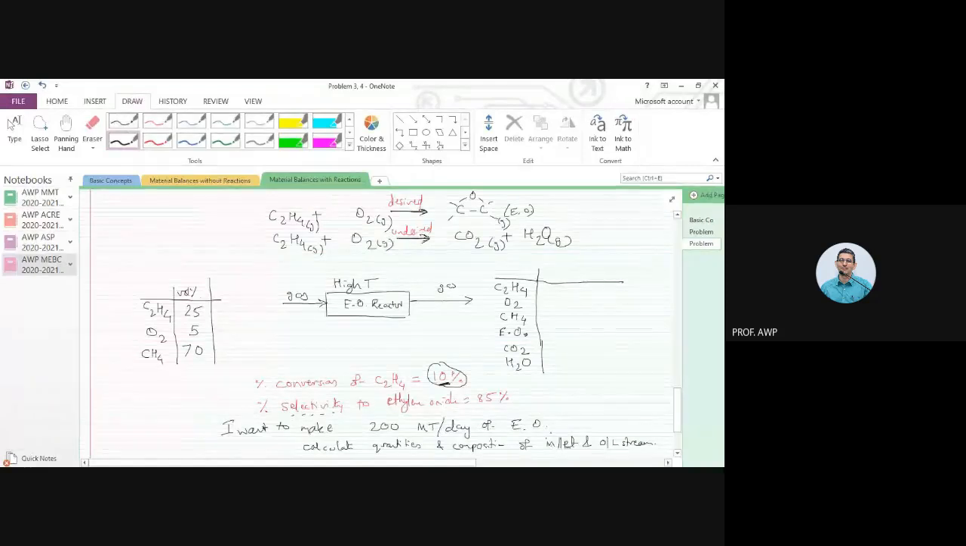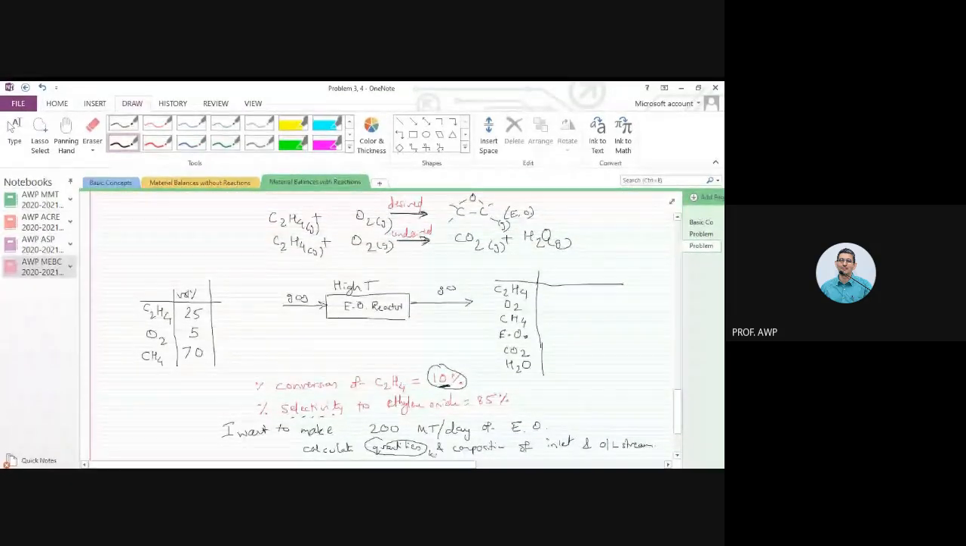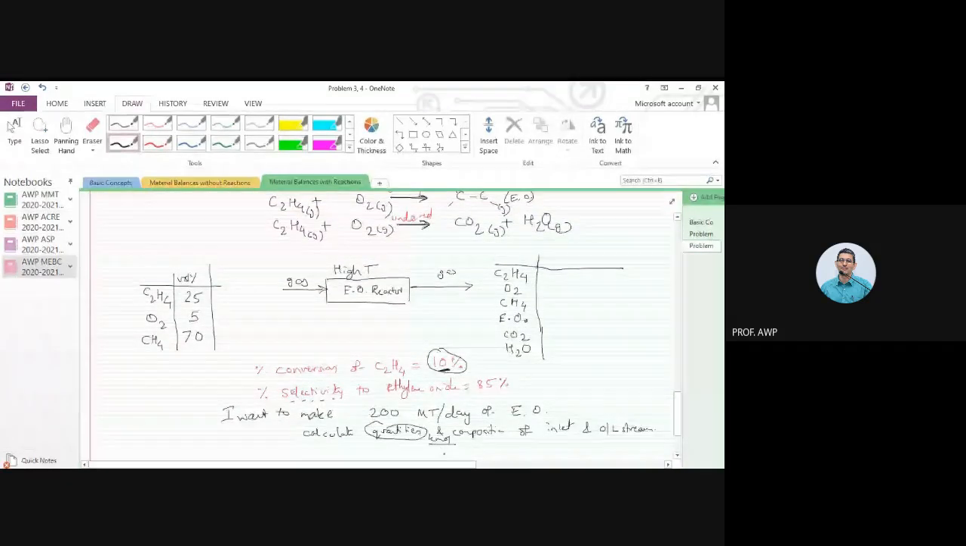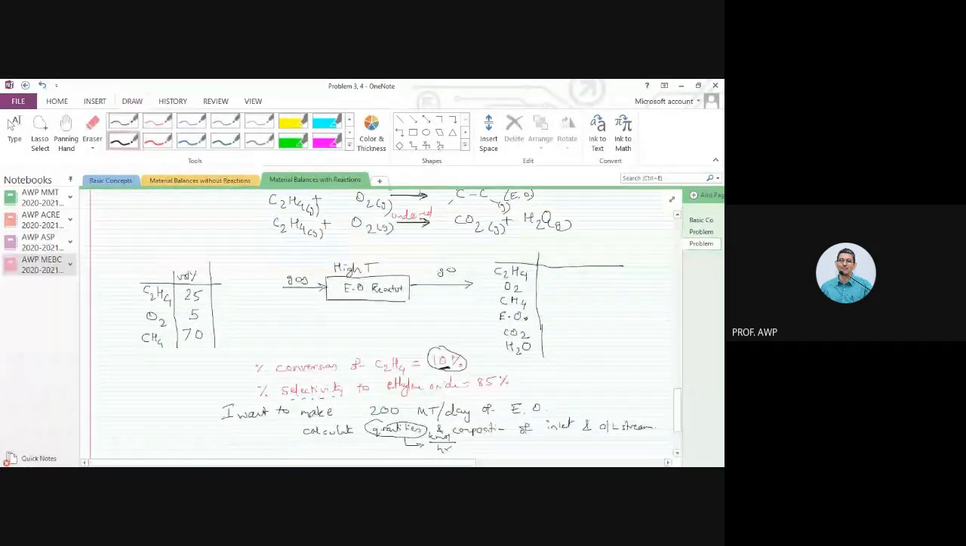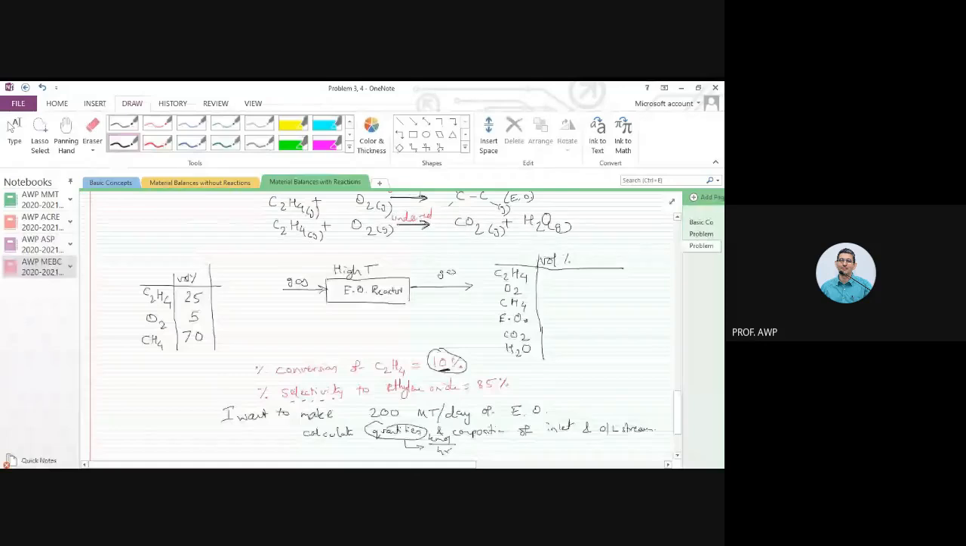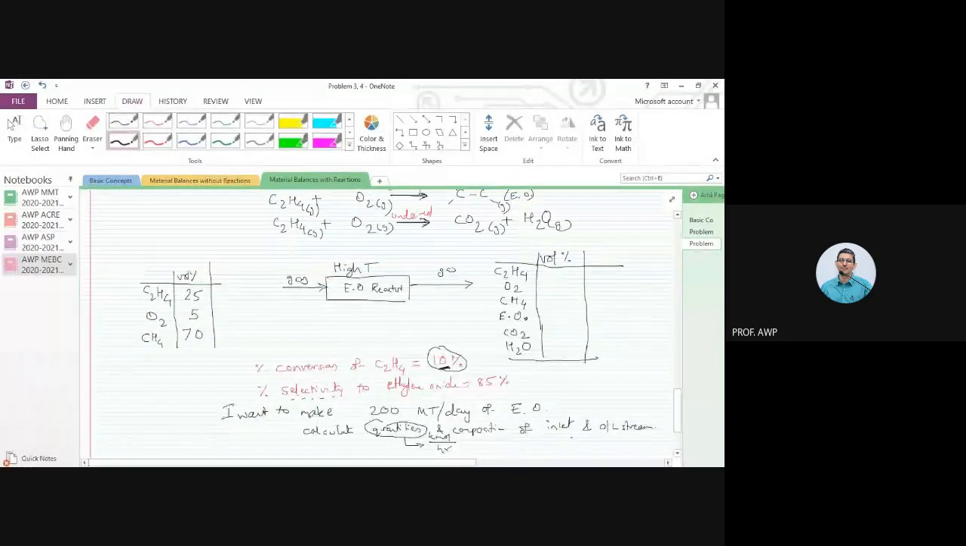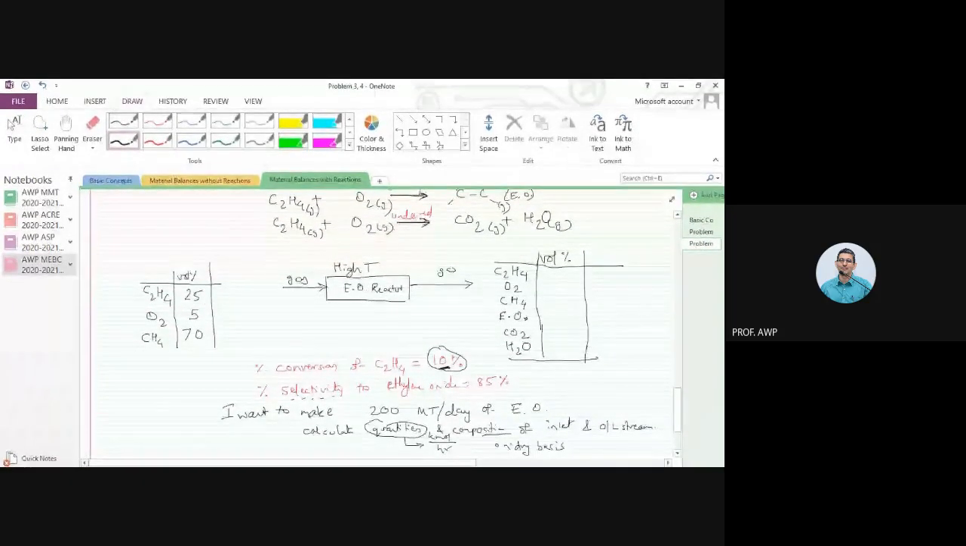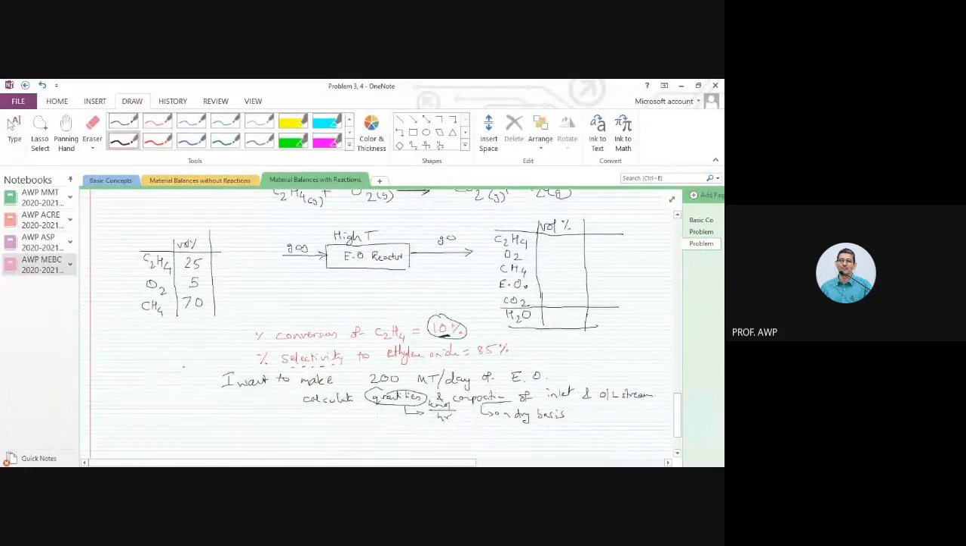Inlet stream, obviously, the composition I have given you. I only want quantities, which you can tell me in terms of kilomoles per hour. And composition obviously in terms of volume percent or mole percent. If you want, composition can be on a dry basis, because water is there, so we are going to talk about composition on dry basis. That is one thing I want you to calculate.